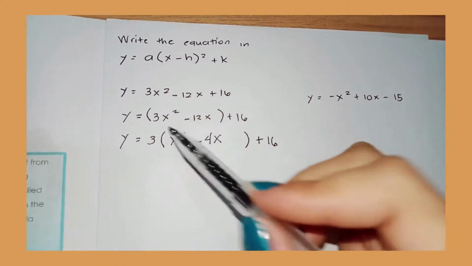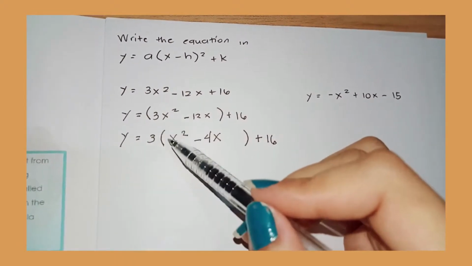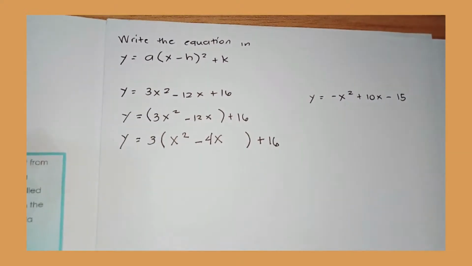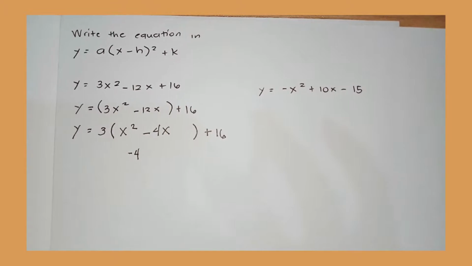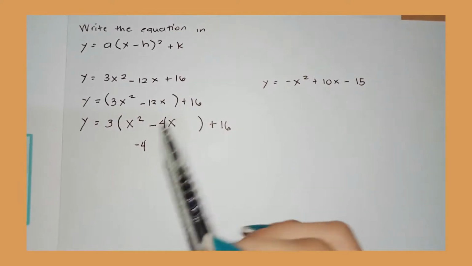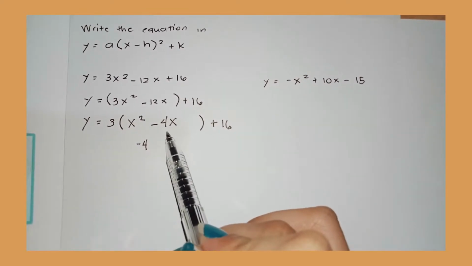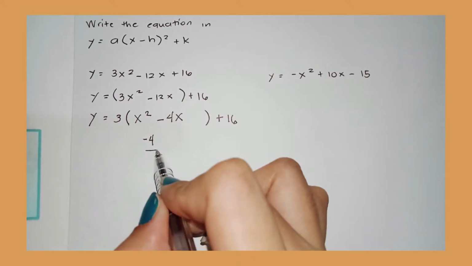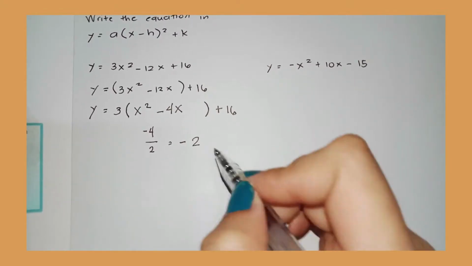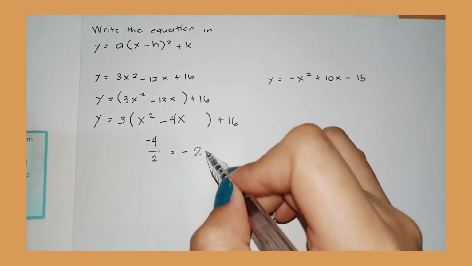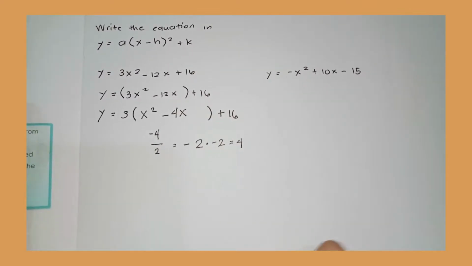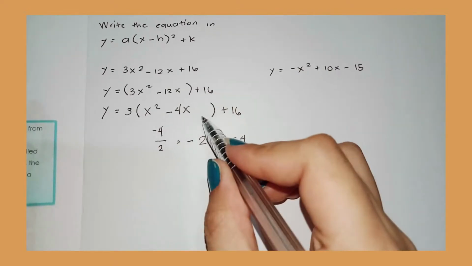So, yung ginawa ko lang, nilabas ko yung 3. 3 divided by 3 is 1. 12 divided by 3 is 4. Then, nag-leave ako ng isang space. Next thing to do, we need to make this one into a perfect square trinomial. So, yung gagawin natin, yung number na to, which is negative 4, i-divide natin siya ng 2. Ang magiging sagot ay negative 2. And then, yung negative 2, i-multiply sa sarili niya. Negative 2 multiply to negative 2, the answer is 4.